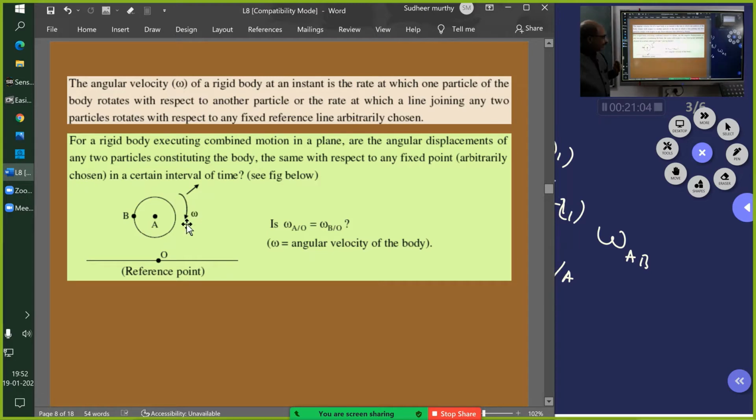Now if you see this whole thing here, A is rotating with respect to B with omega, or B is rotating with respect to A with omega. And it is also translating because it is combined motion. That means this point A will not stay here. Even though it is in the center of the circle, it will also move. Are you with me?